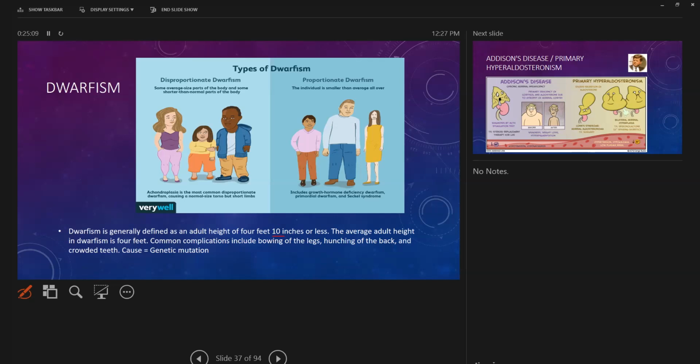There's a few different types of dwarfism. There's disproportionate, where their proportions are not the same. And then there's also proportionate dwarfism, where they're just a smaller version of a normal scale, or what we consider to be normal scale.